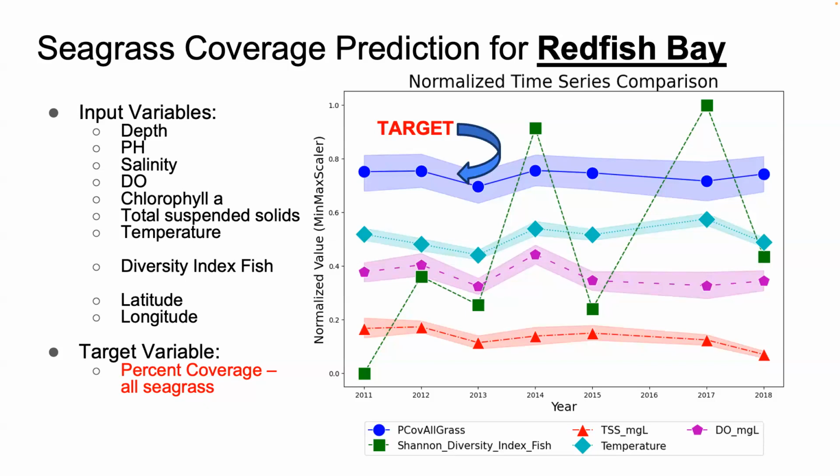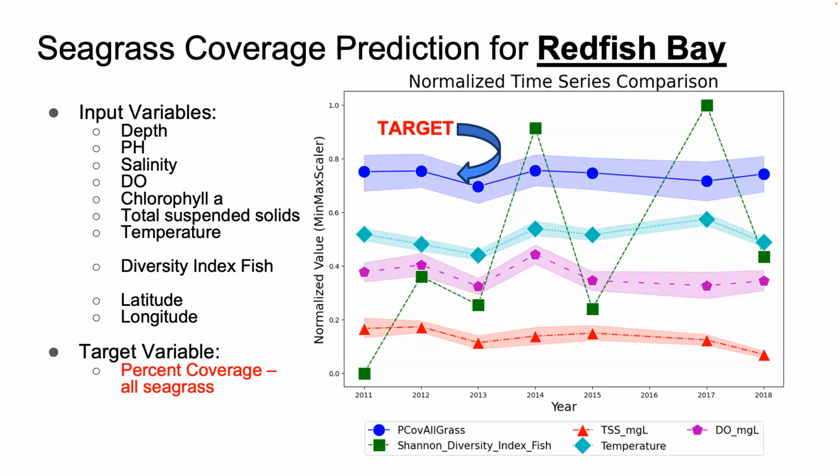The first aspect is the water quality data that was collected and measured at the same time they collected the seagrass coverage data. So it's paired. We have water depth, pH, salinity, dissolved oxygen, chlorophyll A, total suspended solids, and water temperature.